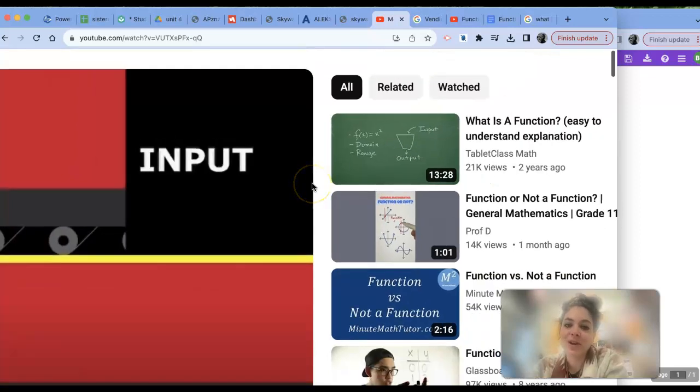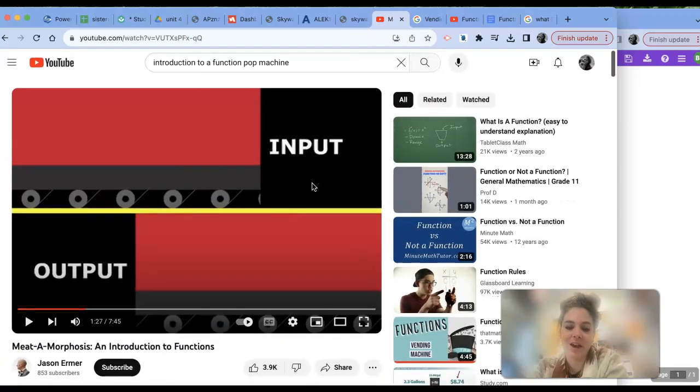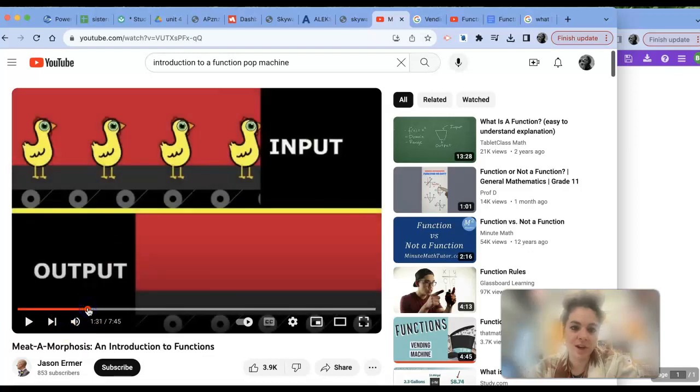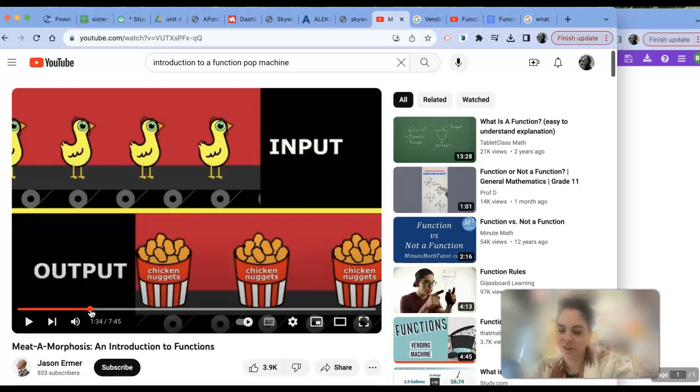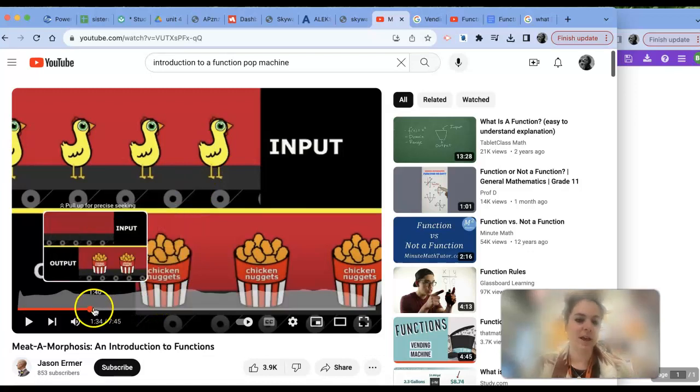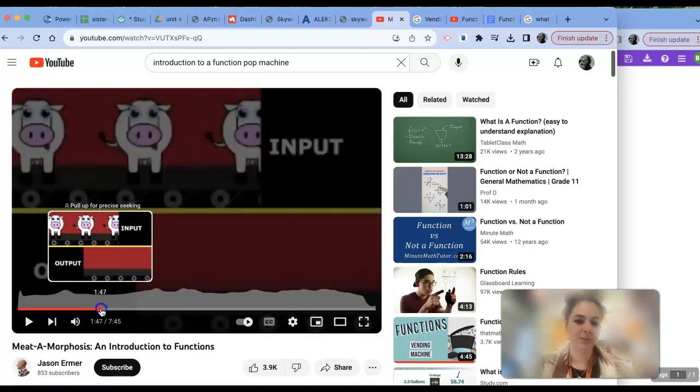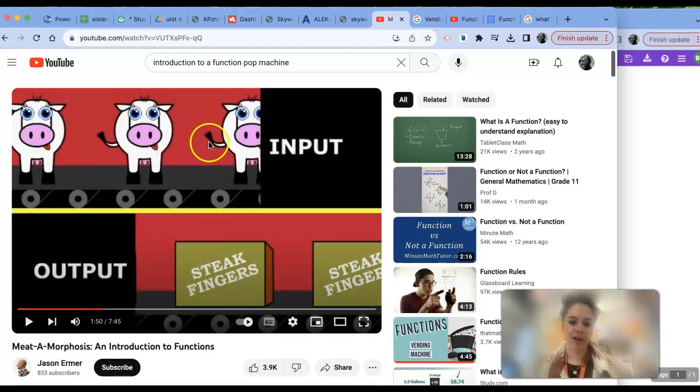So here's one example of a function. Here's your input, and I'm going to drag this along. Here goes in a chicken, and you can see what comes out, chicken nuggets. So that is a machine. Every time I put in a chicken, I get out a chicken nugget. That is a working machine. Here, if I put in a cow, I'm getting out steak fingers. It's working. Every time I put in the cow, I have to get out steak fingers.